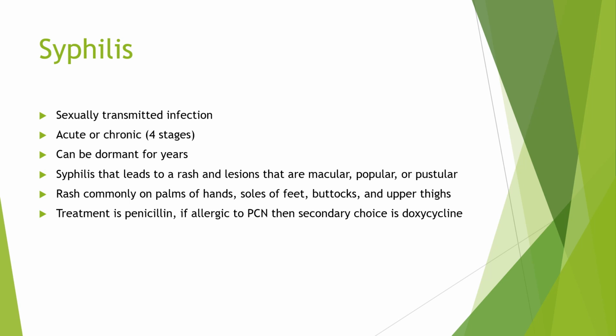Syphilis, so this is a sexually transmitted infection. This could be acute or chronic, and there are 4 stages. This can be dormant for years. Syphilis leads to a rash and lesions that could be macular, papular, or pustular. The rash is commonly on the palms of hands, soles of feet, buttocks, and upper thighs. The number 1 treatment, or the first-line treatment, is penicillin. However, if the patient is allergic to penicillin, the secondary choice will be doxycycline.